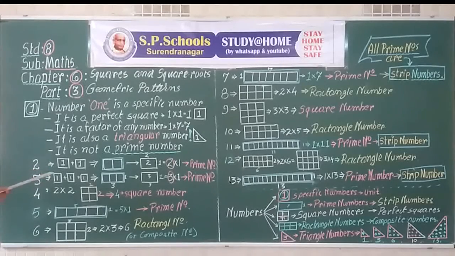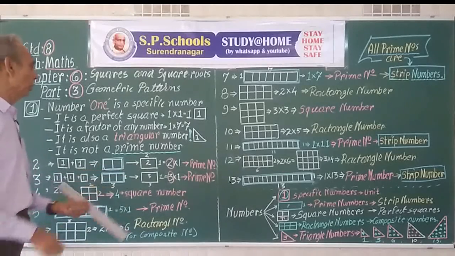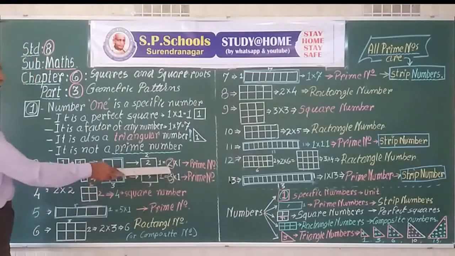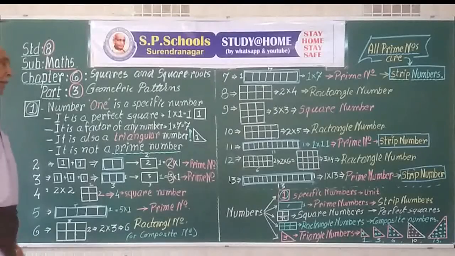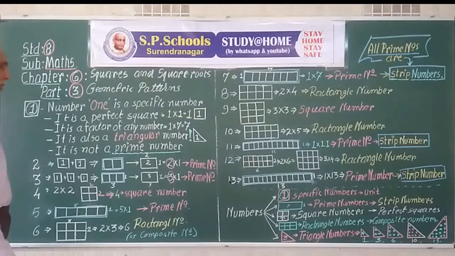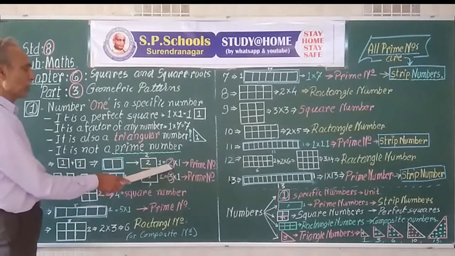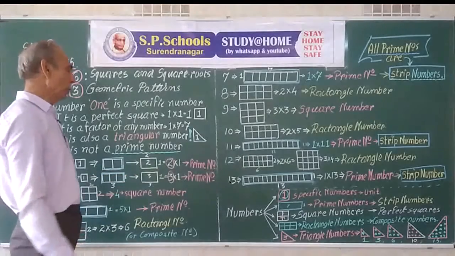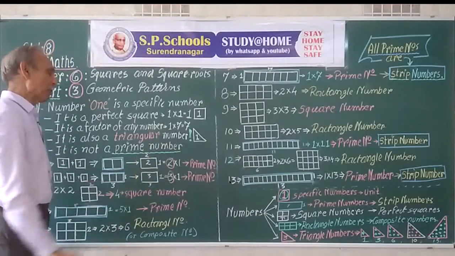2. 1 plus 1 makes 2. That is 2 into 1. 2 multiplied by 1 gives you 2. Now 2 is a prime number because it has no other factor than itself, excepting 1, because 1 is a factor of all numbers. So 2 has no other factors except 2. Therefore, it is a prime number.